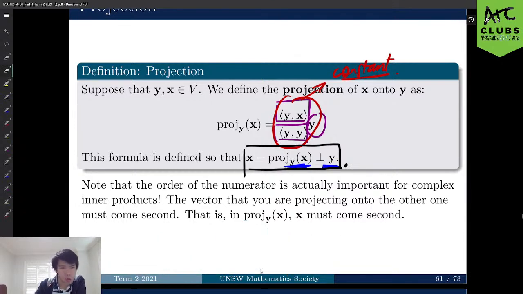We have to note that the order of the numerator is going to be important. Don't do x comma y, because in complex inner products we don't have symmetry. We have conjugate symmetry, which means that the order is important. So we always have to have y, x. To remember this, the projection of x on y is written like this, and the order stays the same in the top. So we have y, x. In both cases, x comes second. Right, then we divide it by this.